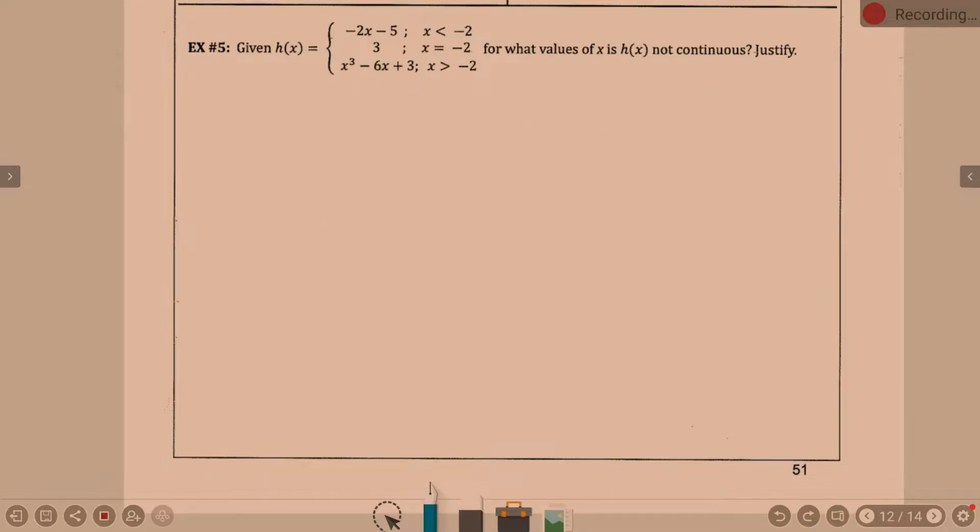Okay, bottom. Given h of x is this lovely piecewise function. Note it has 3 parts instead of 2. For what values of x is h not continuous? And justify. Okay.